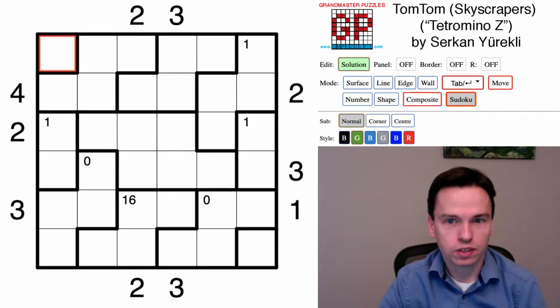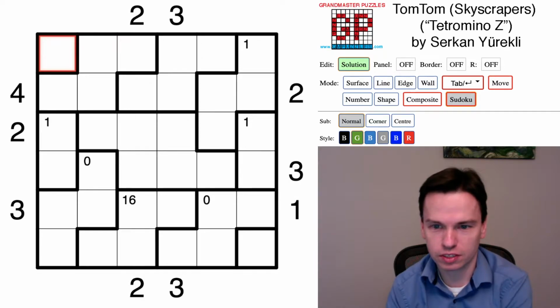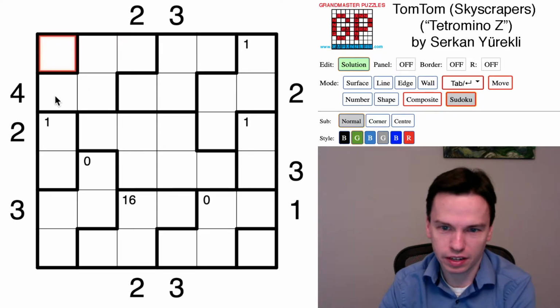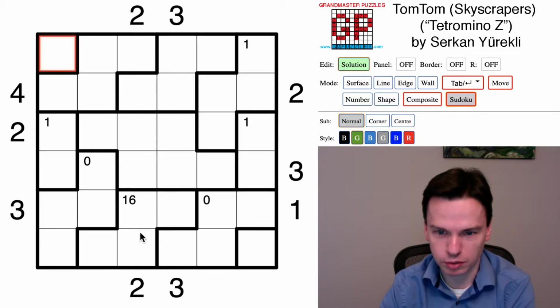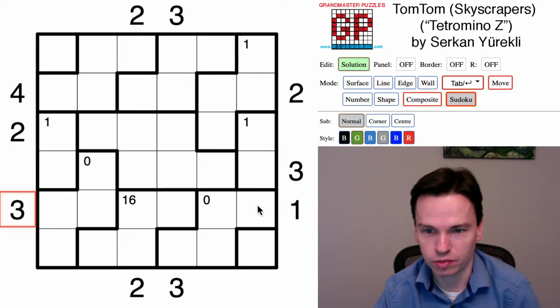So we're here to solve this TomTom Skyscrapers hybrid by Serkan. It has a lot of tetromino shapes in the grid, as called out by the theme. And as I'm looking at it, the TomTom clues are going to be valuable eventually, but there are so many outside skyscrapers clues, we should start with them.